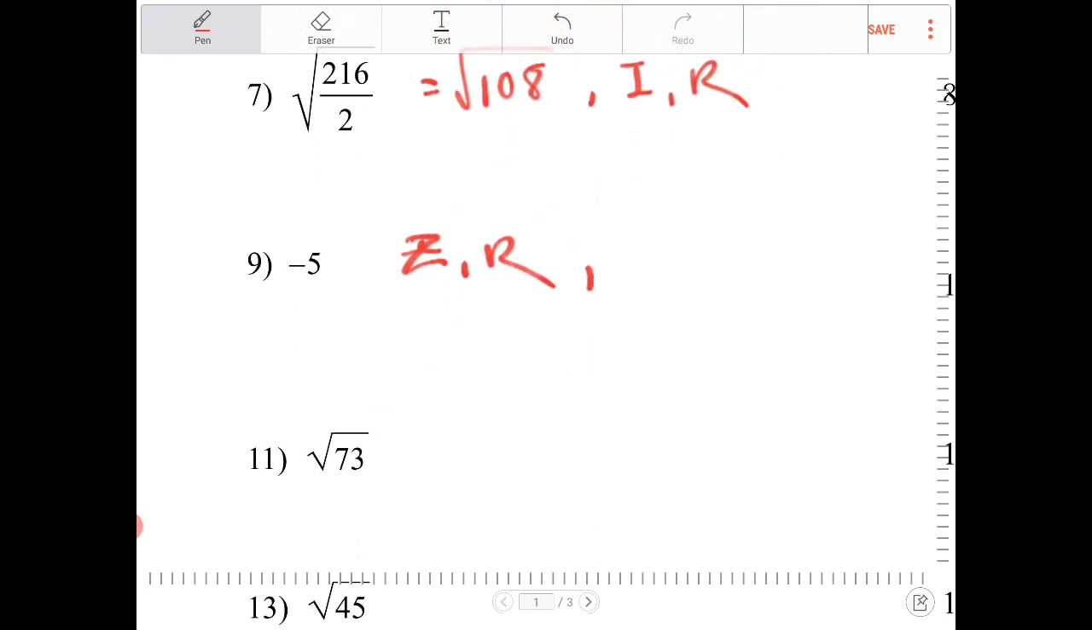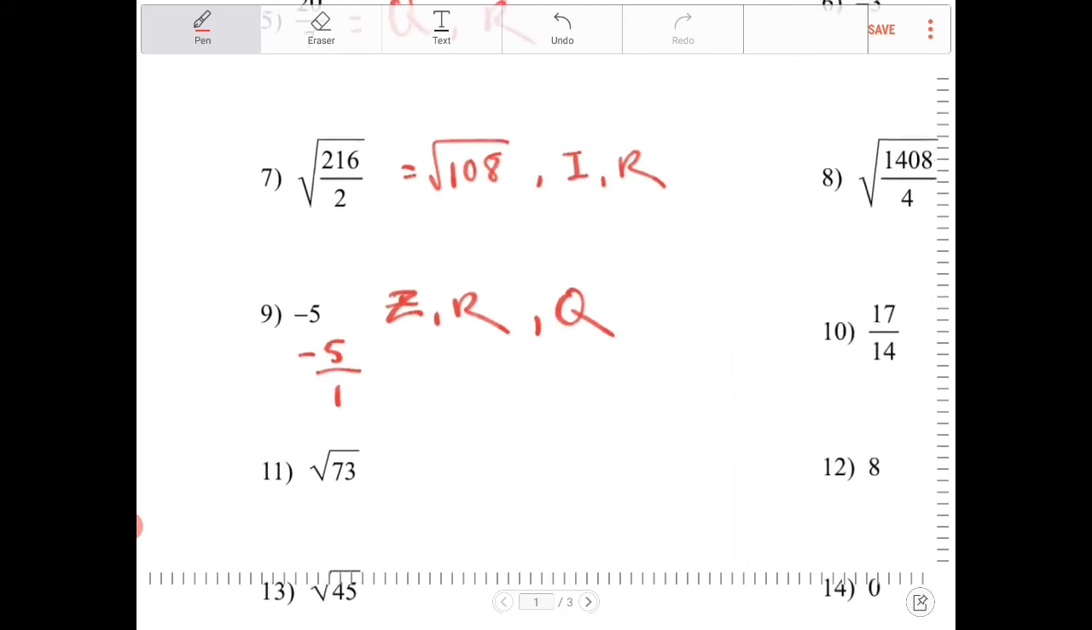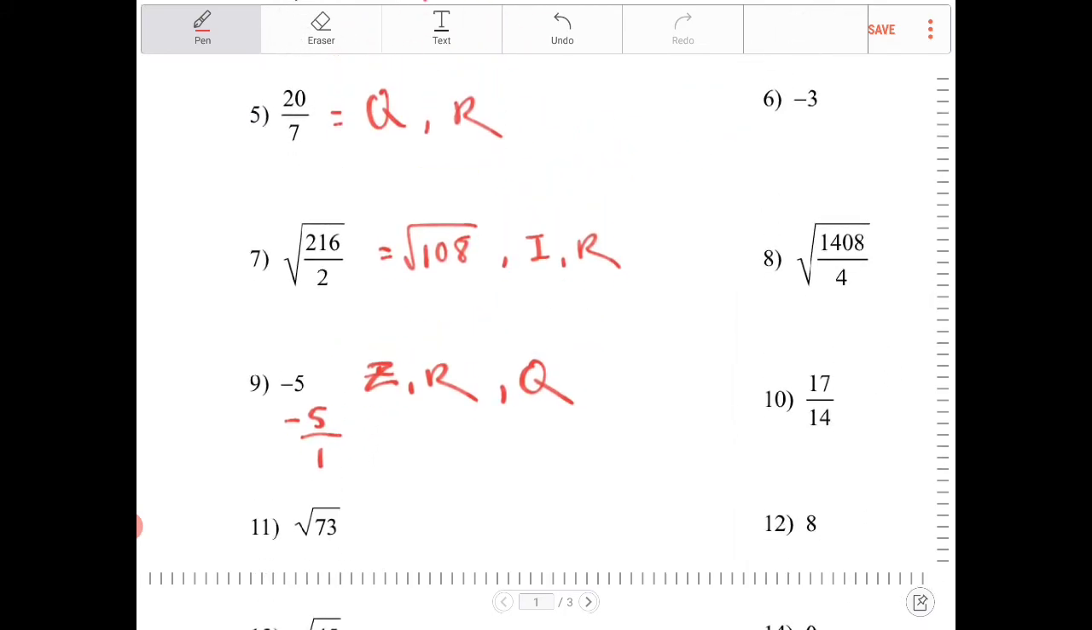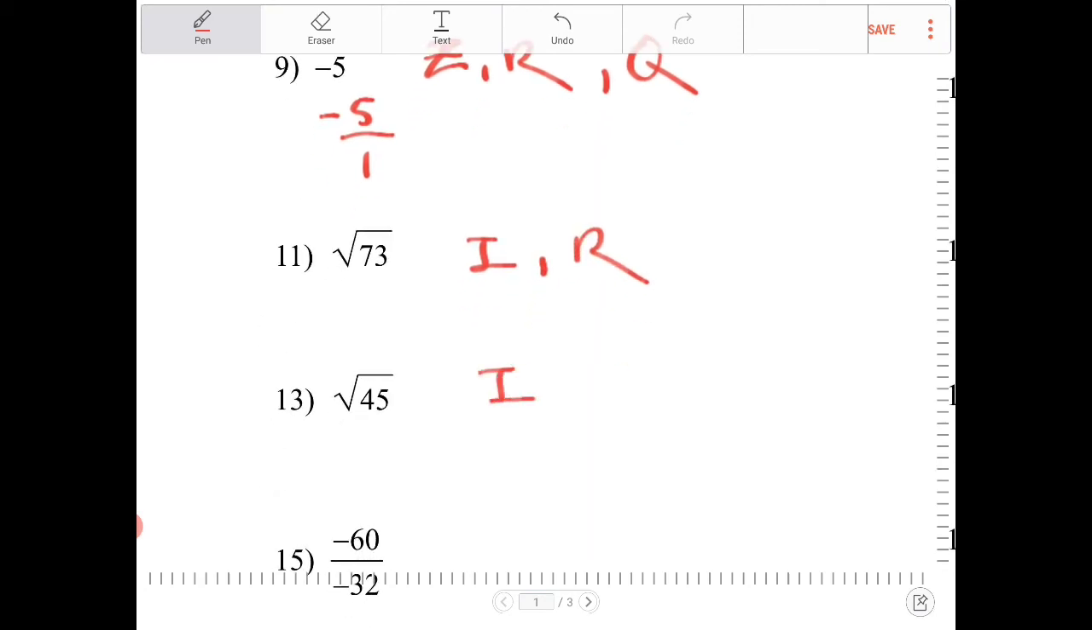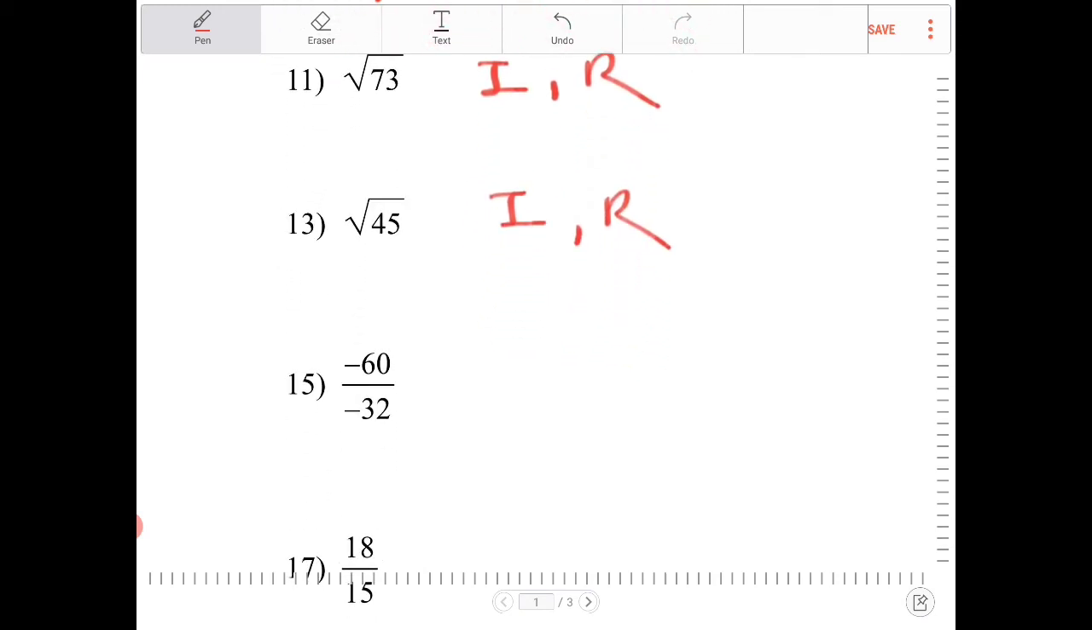Not only that, these integers can also be classified as rational. Can I express -5 as a fraction? I most certainly can. It's -5 over 1. And square root of 73 is going to be irrational and real. Square root of 45, again, is irrational and real. There are a lot of irrationals here. And then this is going to be rational and real.